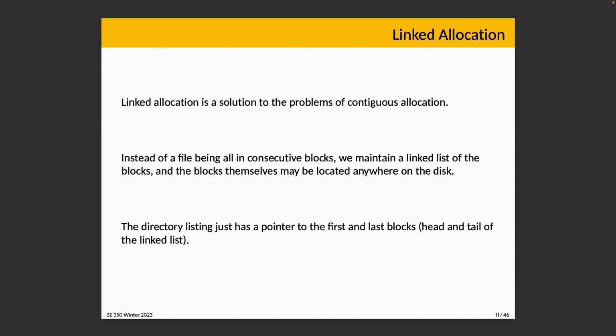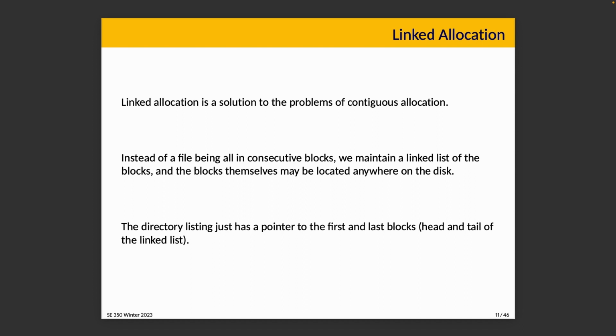So, okay. Given what we've seen here, right, we can say, well, since we don't know how big the file is going to be, and there's a possibility that we're left with external fragmentation and it's difficult, one of the things that could solve this is linked allocation. And linked allocation says instead of the file being all in consecutive blocks, we maintain a linked list, and the blocks themselves could be located anywhere on disk. It means we can use up all of the disk space that we have. We will fill in all the spaces as is necessary, and we don't have to worry about finding a space that's big enough because any blocks will do.